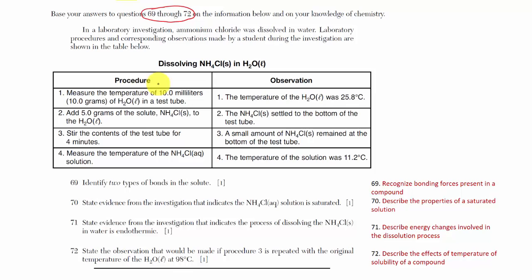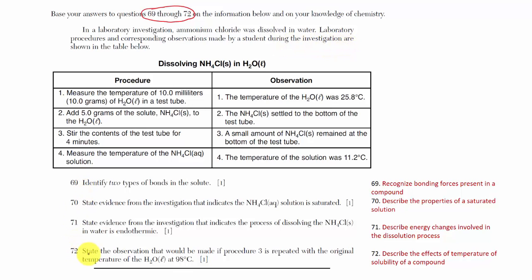Here we're given a laboratory investigation where our lab workers are dissolving ammonium chloride in water, and they follow a 4-step procedure, and they're recording observations for each step in the procedure. We won't go through all the little details that are here until we need to. Ammonium chloride is dissolved in the water. The laboratory procedures and corresponding observations made are recorded here.